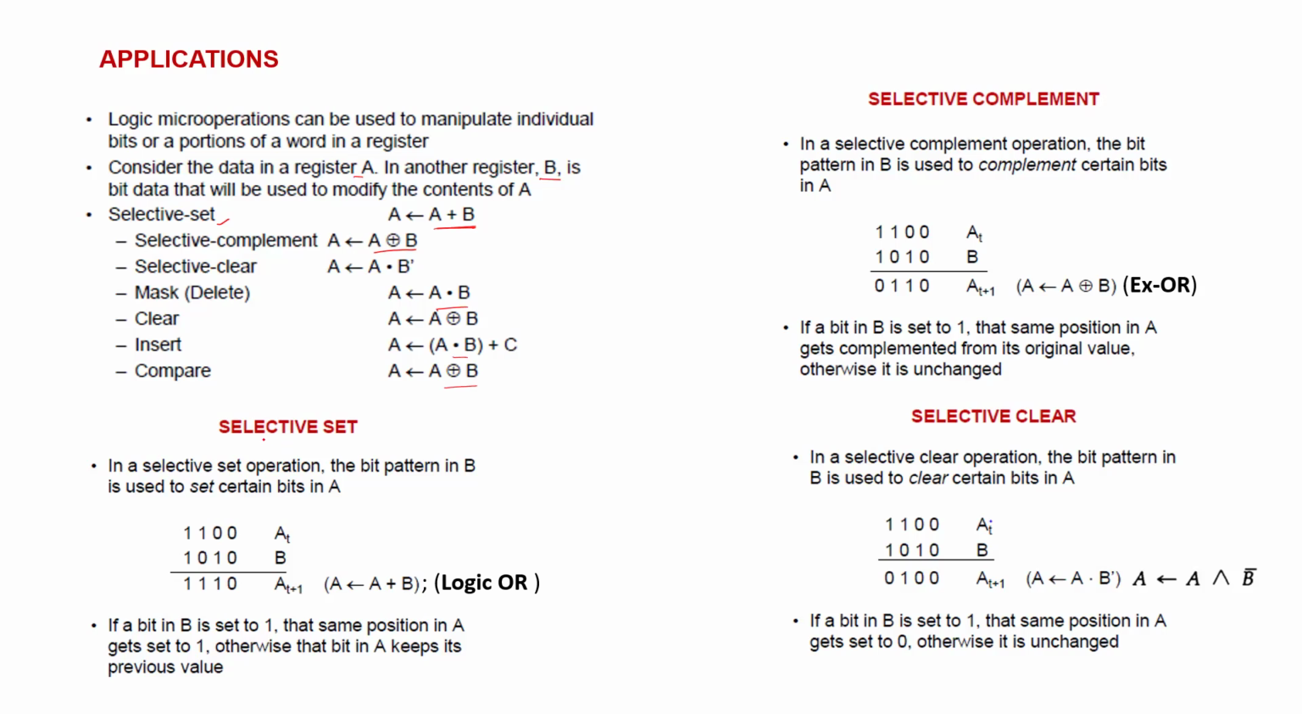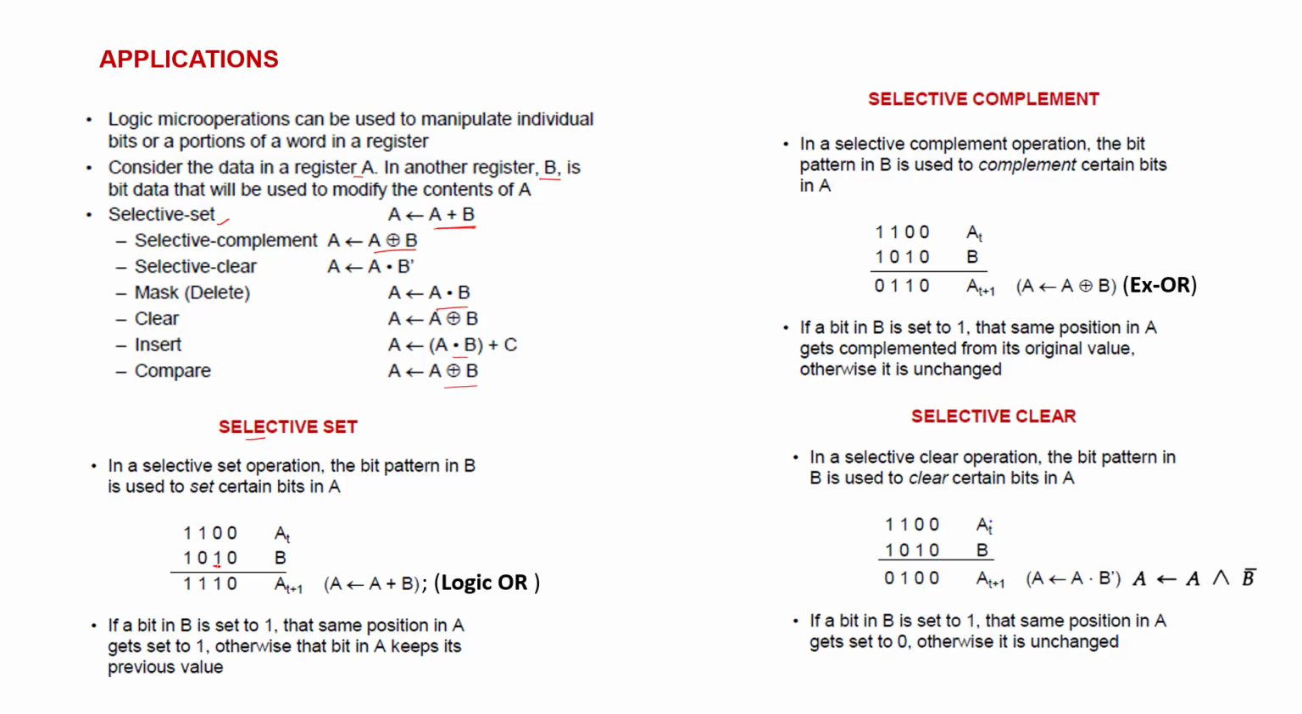In case of selective set, what is the name? Selective set. A particular bit is being selected in the contents of register A. Now how is that bit selected? On the basis of the value of the contents of register B. Now what is the logic here? Whenever the contents of register B is 1.